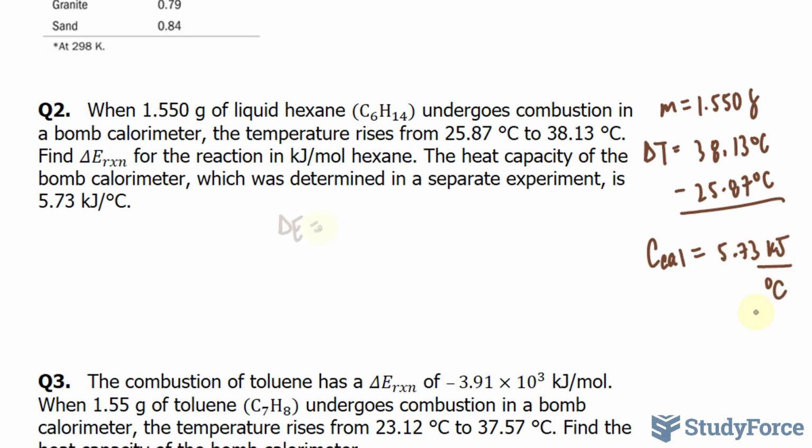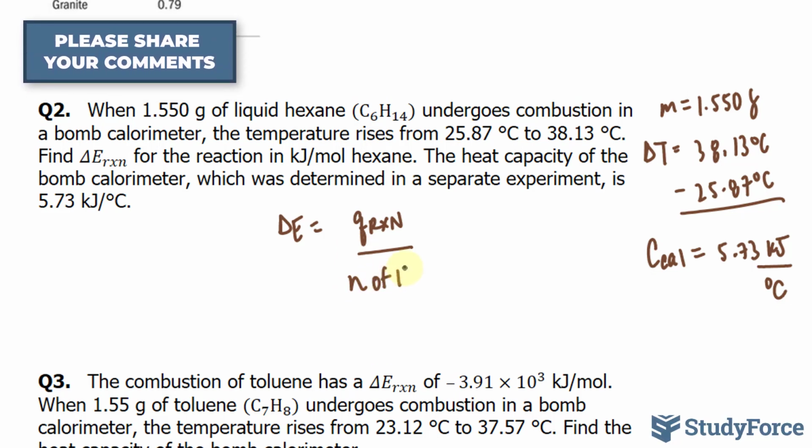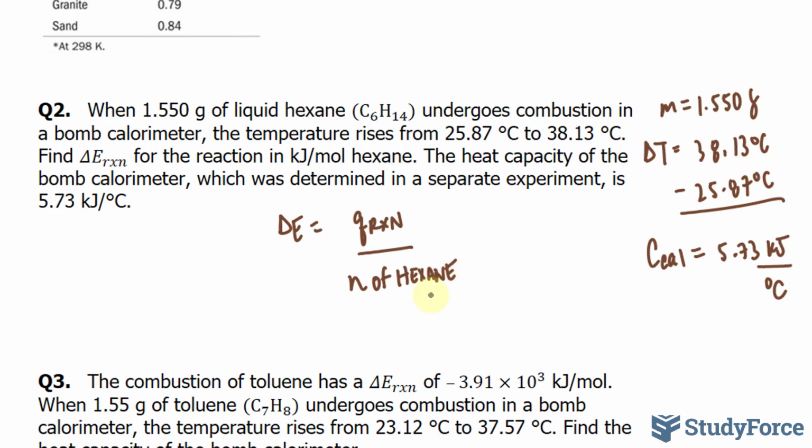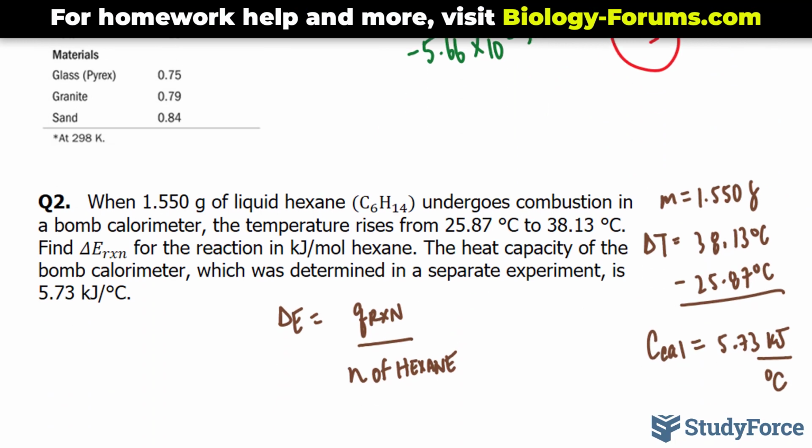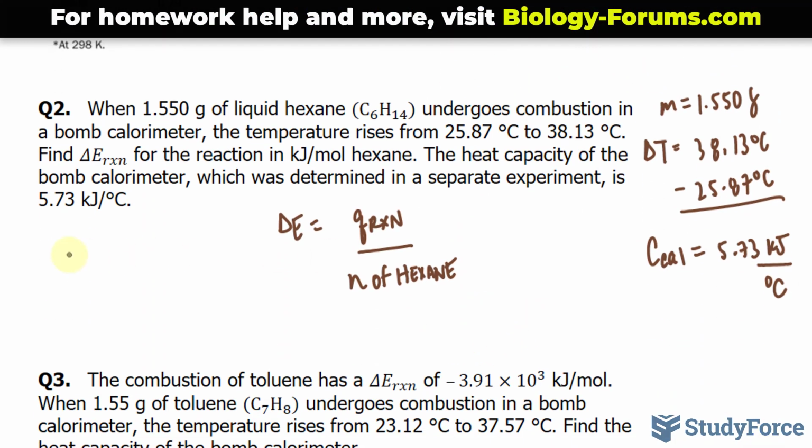To find delta E, we need to find the heat of the reaction and divide that by the number of moles of hexane. I'm representing moles with the letter n. And to find Q sub Rxn, we use the same formula we used in question 1, which is shown right here. We're told that the heat absorbed by the calorimeter is equal to the heat released by the reaction, and to find that, we take C sub CAL times delta T. Let's go ahead and do that. Let's find out what Q CAL is equal to.